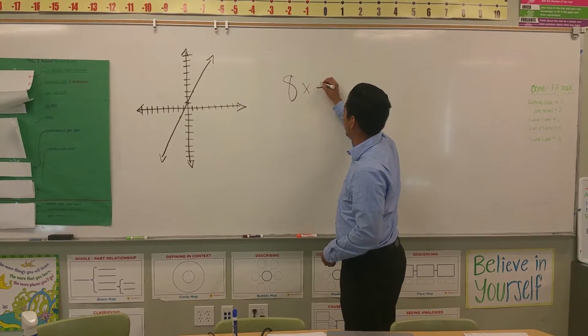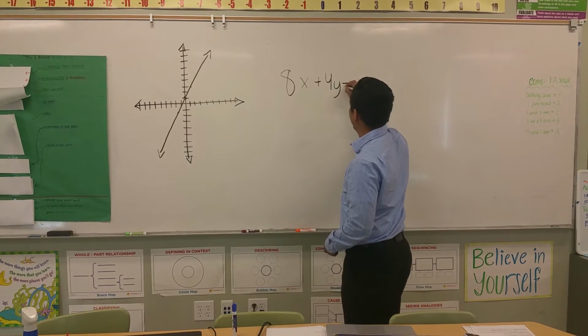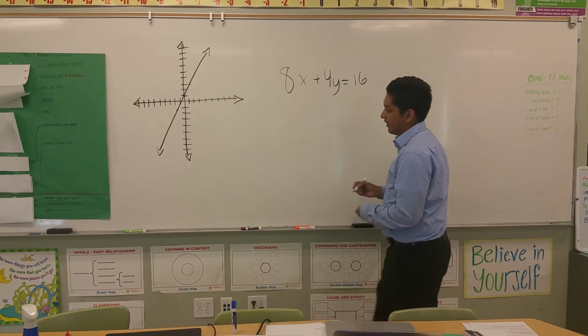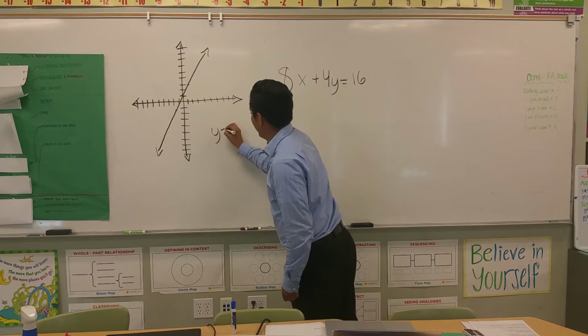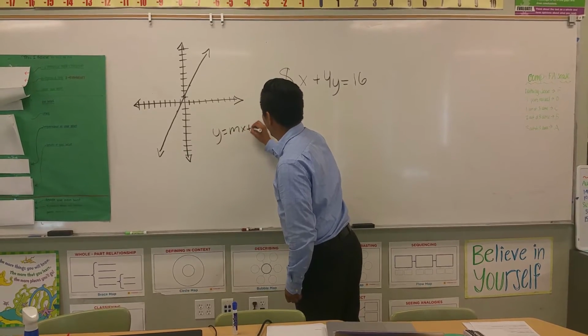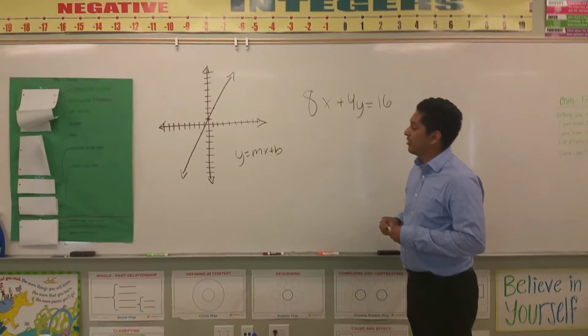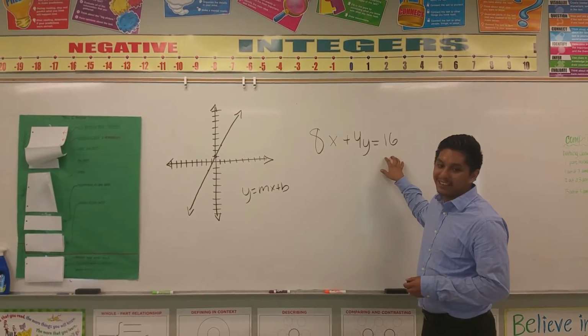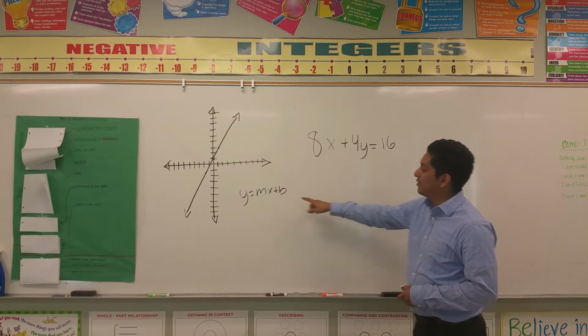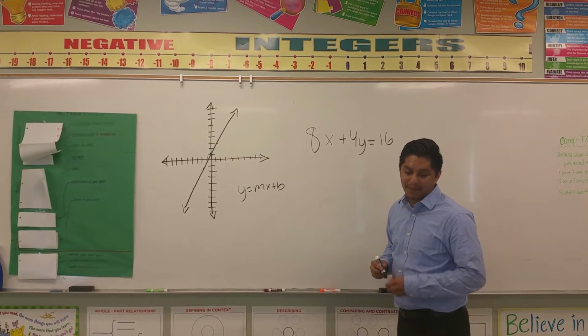8x plus 4y equals 16. And we're going to try to get it into the original form, y equals mx plus b, which is what we want for slope intercept form. So we can usually get a lot more information from this form than we can by just looking at this one. So that's why this form, slope intercept, usually comes in more handy.